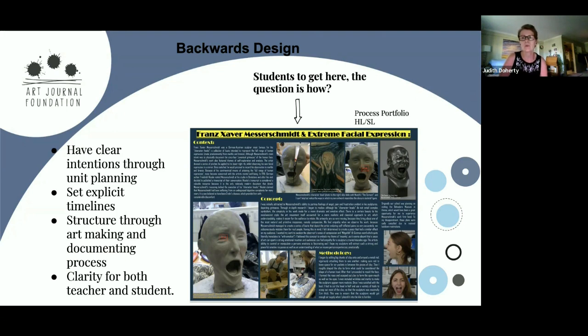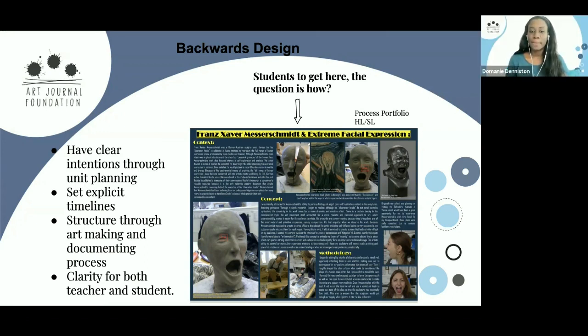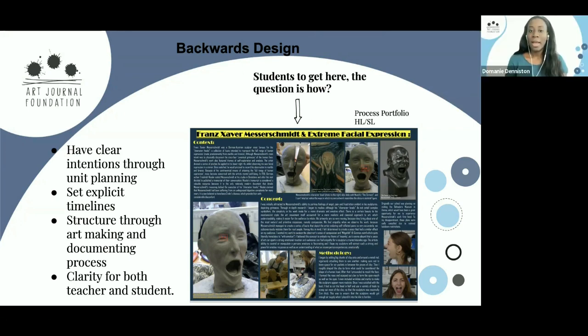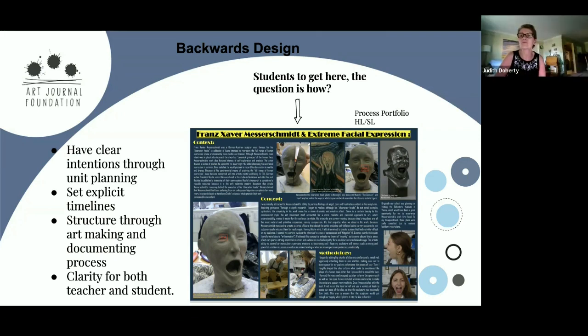What I'd like to learn is how to get the kids to make pertinent pages in their journal that show and document the process that got them to this exhibit piece. There's a disconnect there for me.